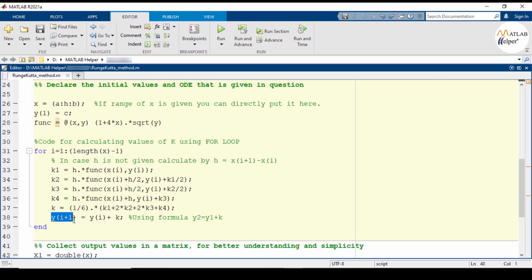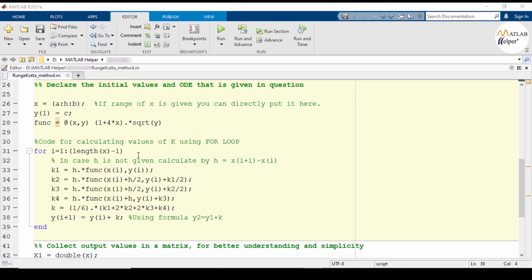Here y of I plus 1 is written because the value of I for the first iteration is 1 and we need to calculate the value of y2. So when I becomes 1, 1 plus 1 becomes y of 2. This gives the value of y2.